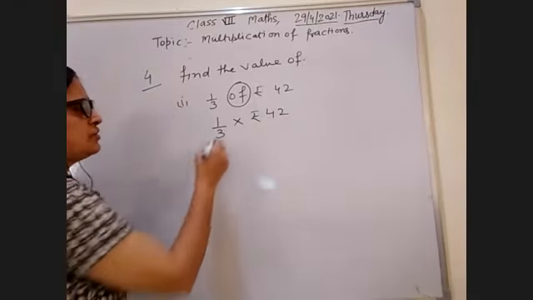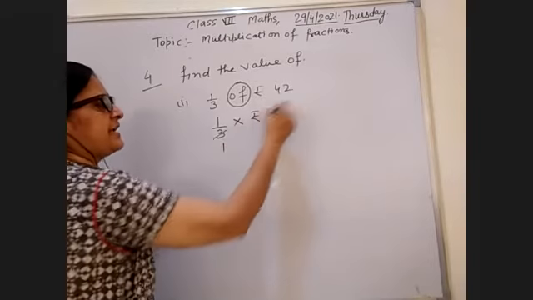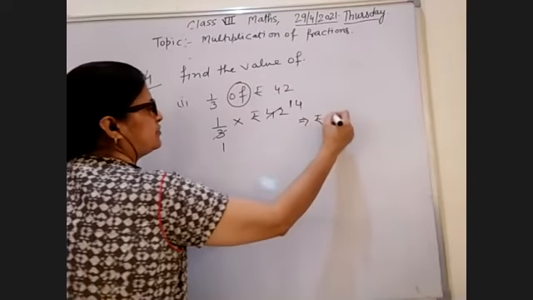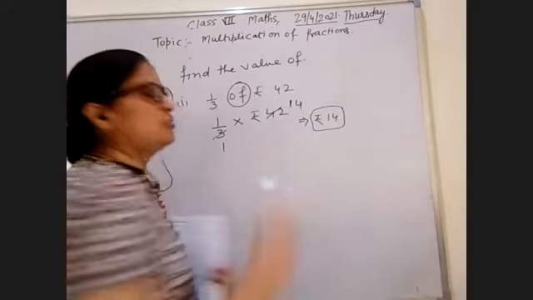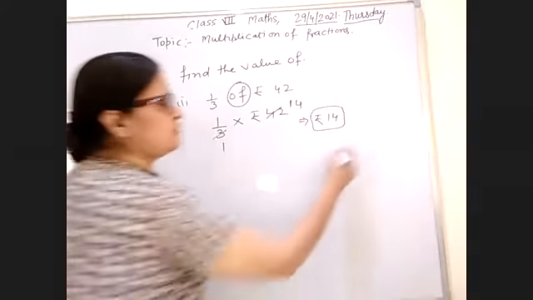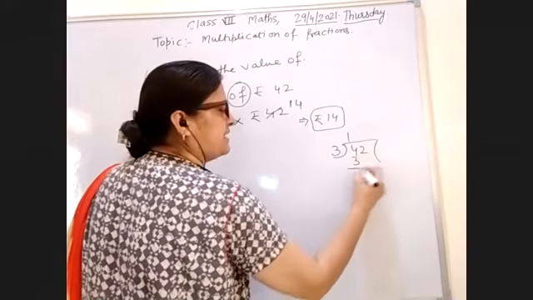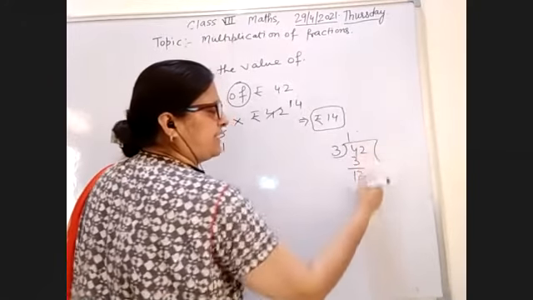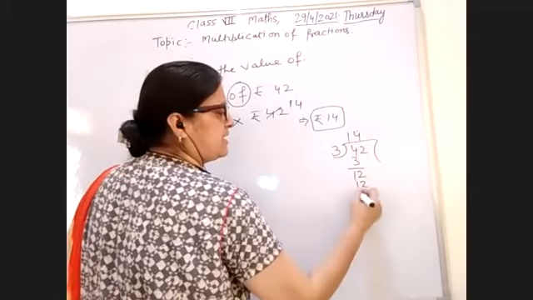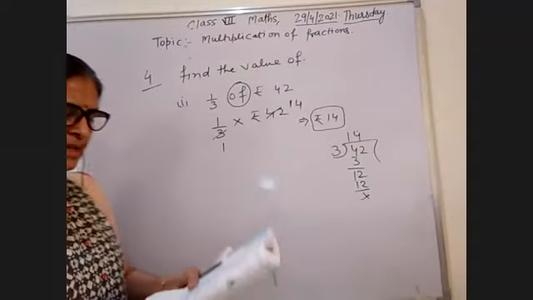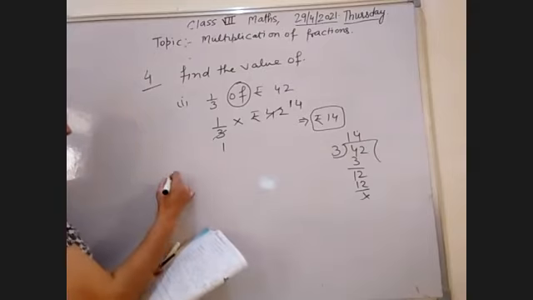3 1s are 3, and 3 4s are 12. So its value is equal to ₹14. You have to divide 42 by 3. 3 1s are 3, and 2 I carried, 3 4s are 12. Your answer is ₹14.